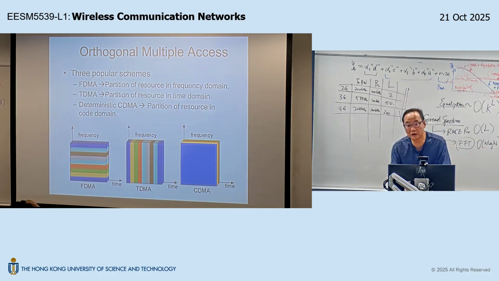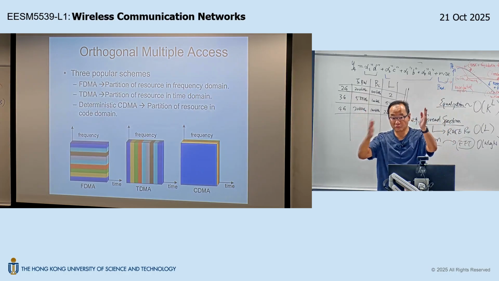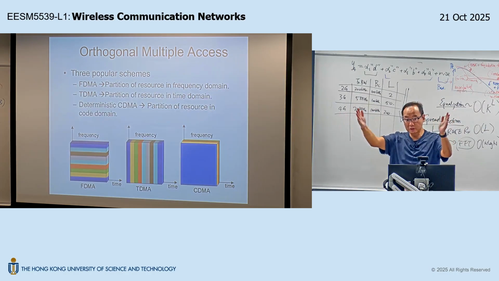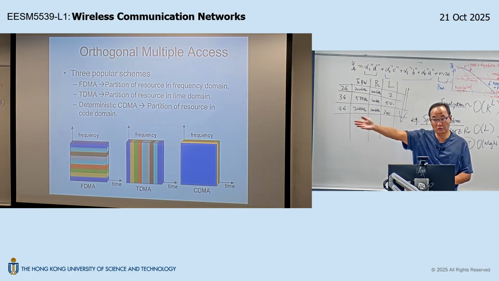So that the receiver can support multiple user communication. The first one is called FDMA, frequency division multiple access. In other words, we can try to partition the resource. Suppose I'm an operator. I got a license with certain bandwidth. And then I partition my bandwidth into many frequency slots. And then I start assigning each one of you to transmit on a different frequency channel.